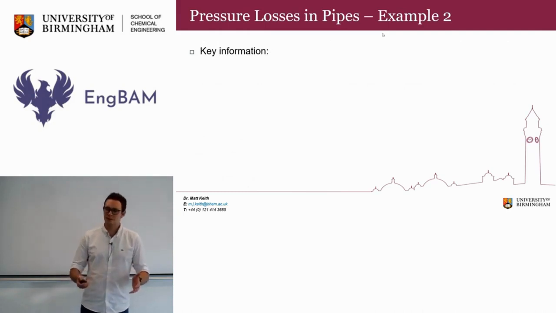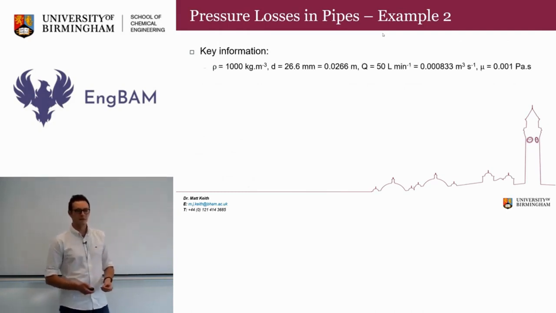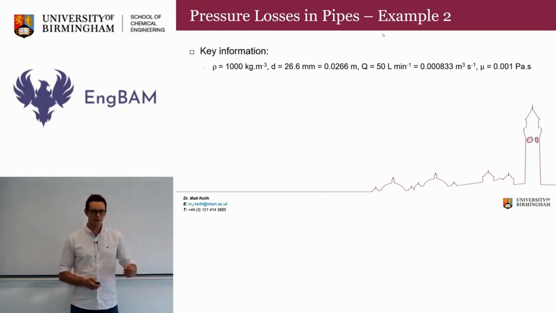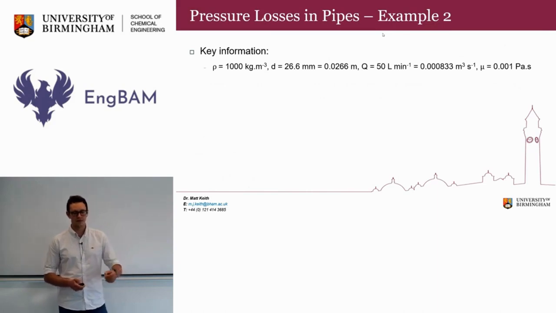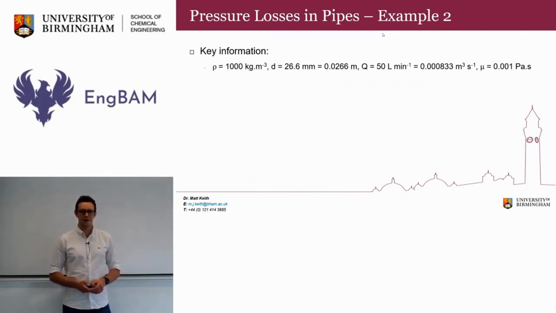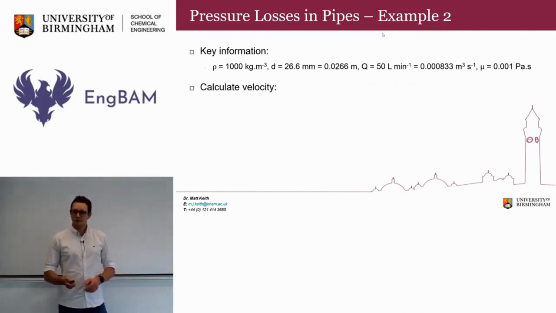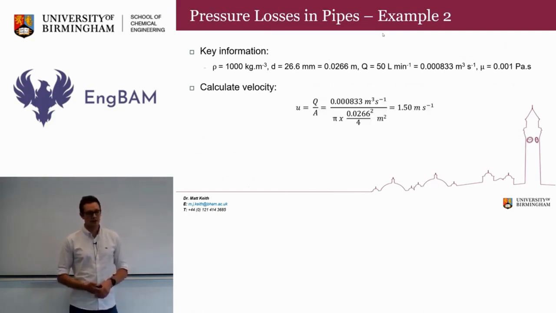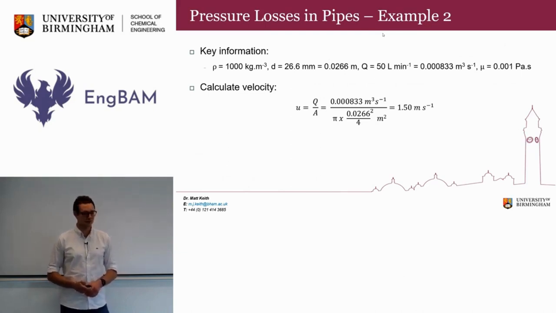So, same as before, we identify our key information. We have our density, we have the diameter of the pipe of 26.6 millimetres, volumetric flow rate, which I've also converted to meters cubed per second there, and we also have our dynamic viscosity in Pascal seconds. First up, same as before, calculate the velocity, take our volumetric flow rate, divide by our cross-sectional area, and that gives us 1.5 meters per second.